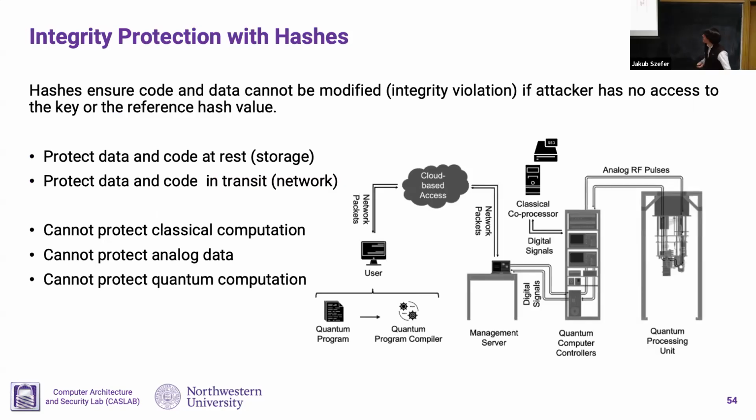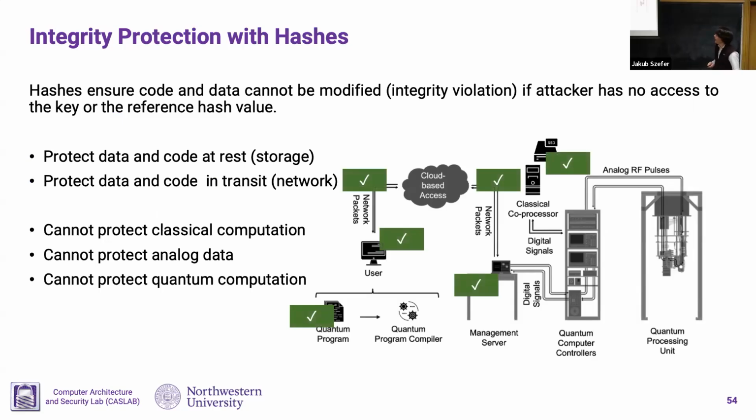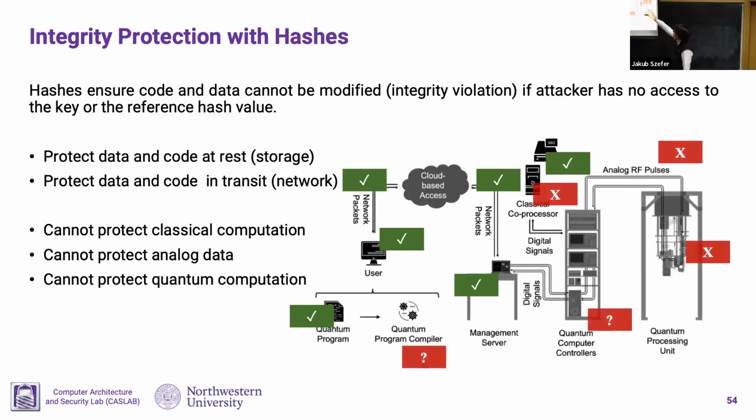So as a last slide, we talked about hashes. How can they be applied to quantum computing systems to provide integrity? Very similar to digital encryption, whenever you have something on the network or in storage, you can compute fingerprints of the data to make sure that it hasn't been modified. But similar to AES and cryptographic ciphers, you cannot protect the classical computations while the data is being computed. It's changing. Maybe if you hash the data at each step of the computation, you could verify some things, but it would be very impractical. Analog data cannot be protected, and of course things that are on the qubits cannot be protected.